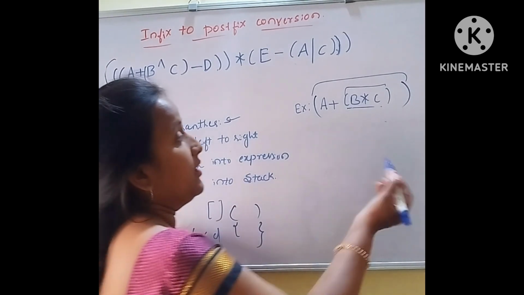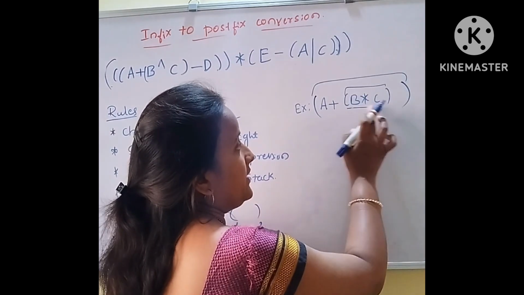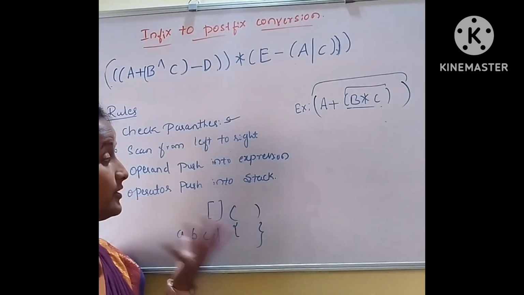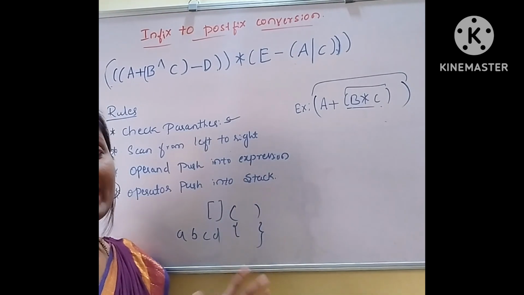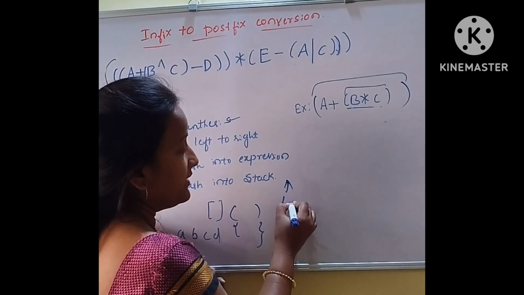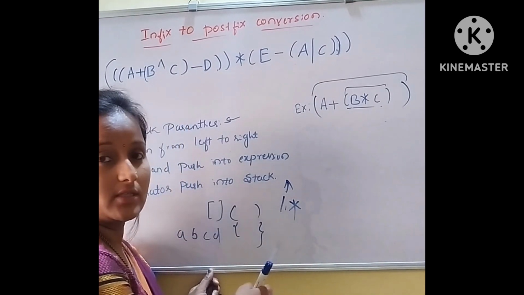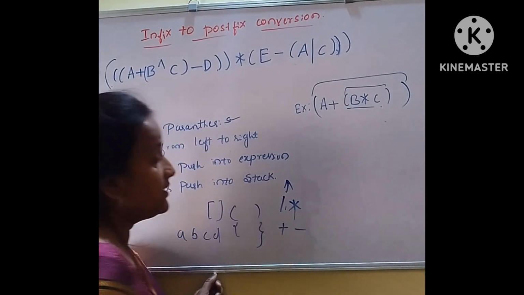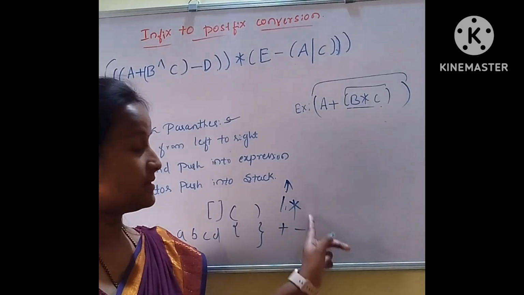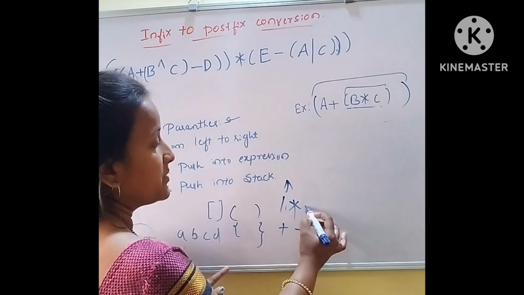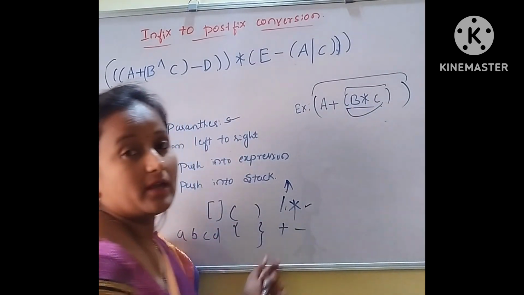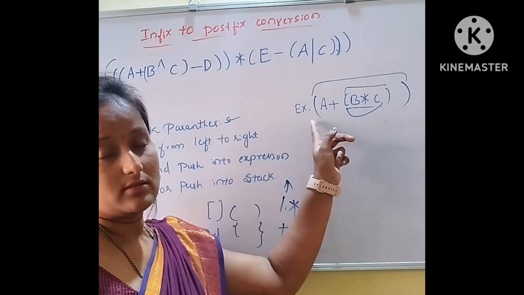Next, among these two operators, which has the highest precedence, as I told before? The highest precedence is what? Exponent. After that division and multiplication, then after that plus and minus. Here exponent is not there, we have multiplication and plus. Which do we give the first precedence? Multiplication. First we have to sort out this one, next we sort out the second one.